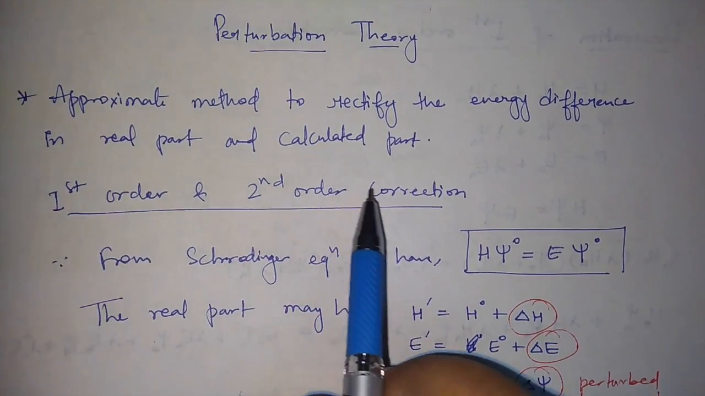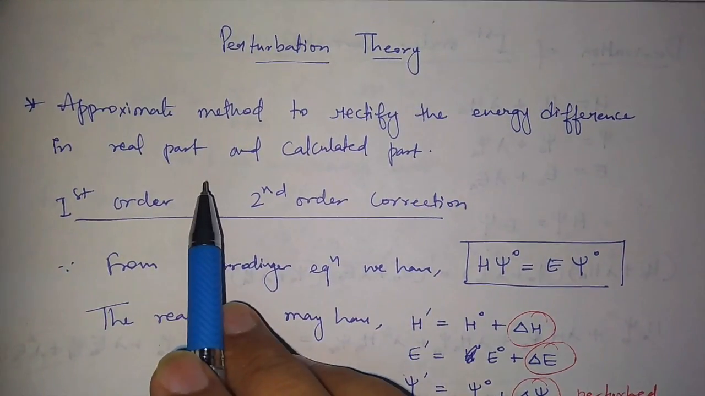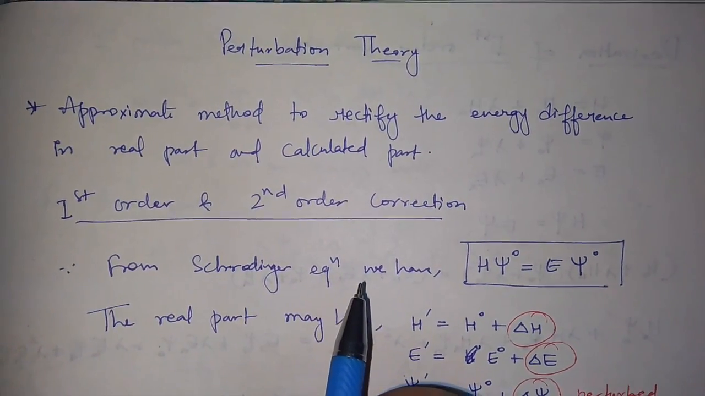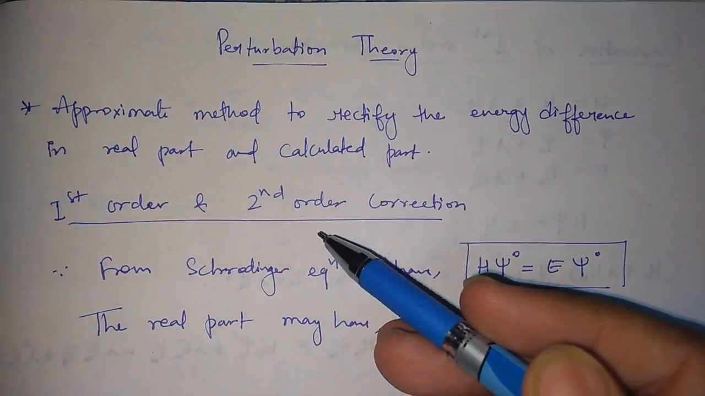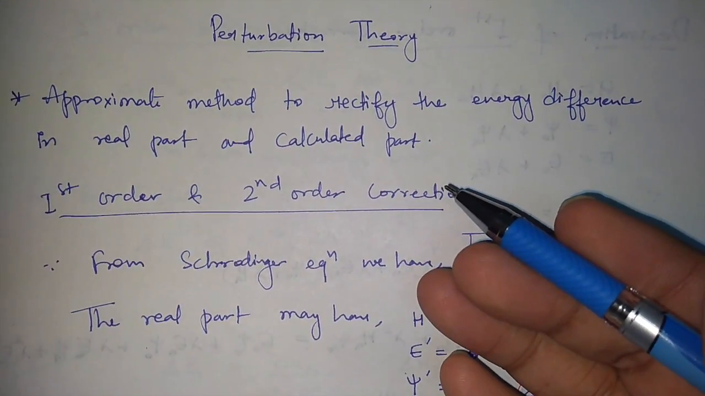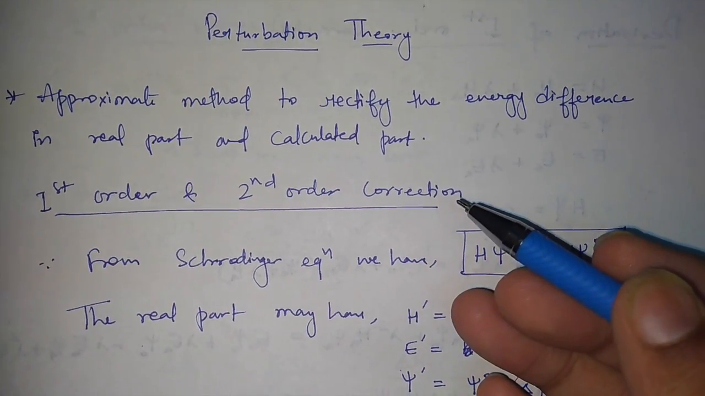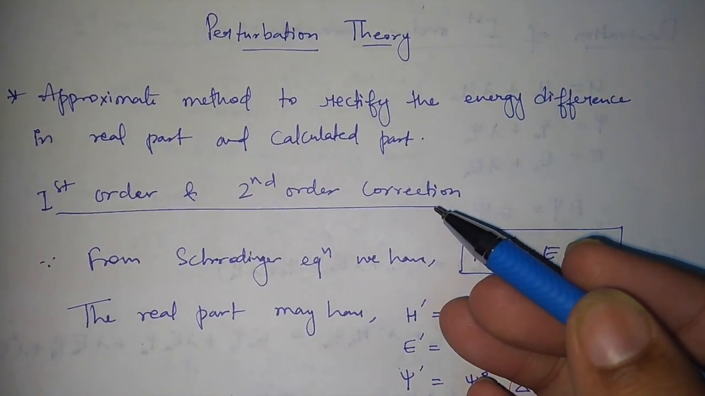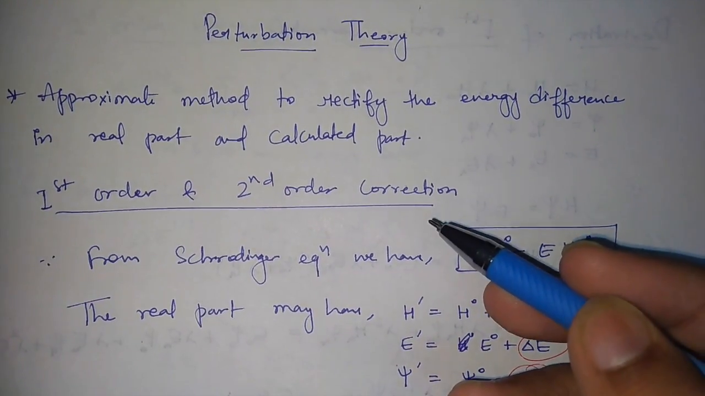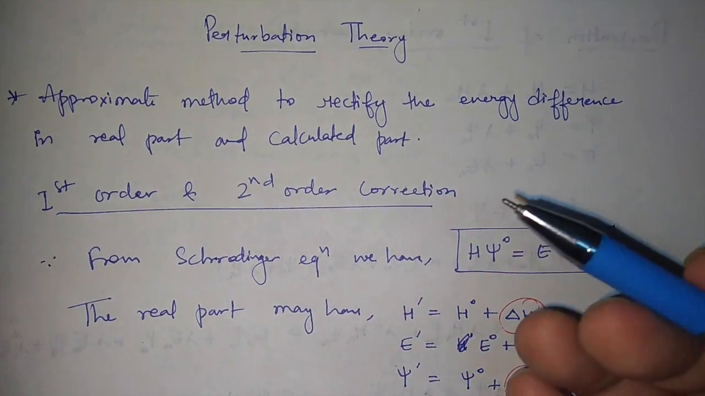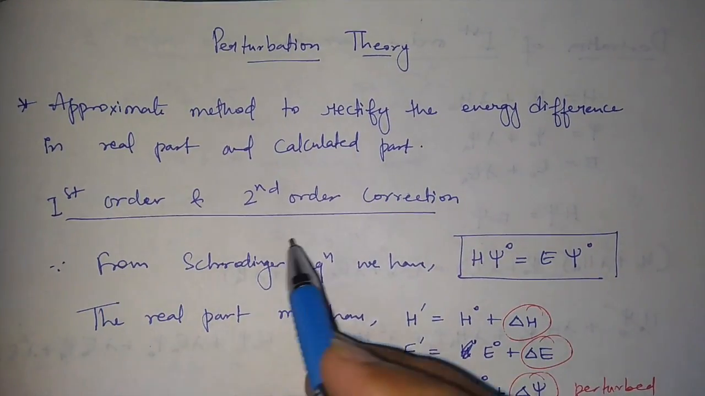Right, so this is what your perturbation theorem is. It's an approximate method and it is used to rectify the energy difference between the real part and the calculated part, right? What we do in perturbation theorem is try to correct our energy term. We do certain kinds of correction in that, and that's what we call first order and second order correction. So there are basically two kinds of correction done in perturbation, to find out the exact energy, or the more appropriate energy, of a given system. Those corrections are the first order and second order correction.